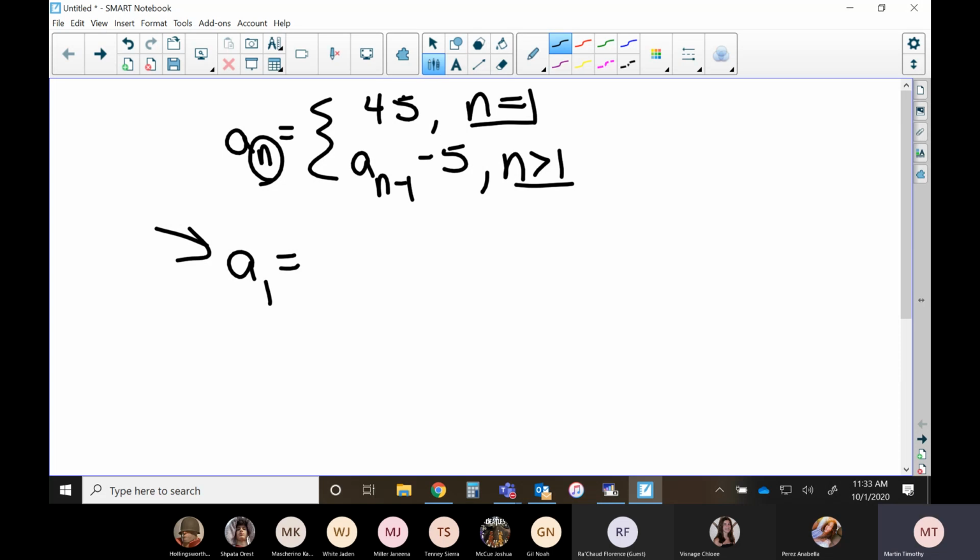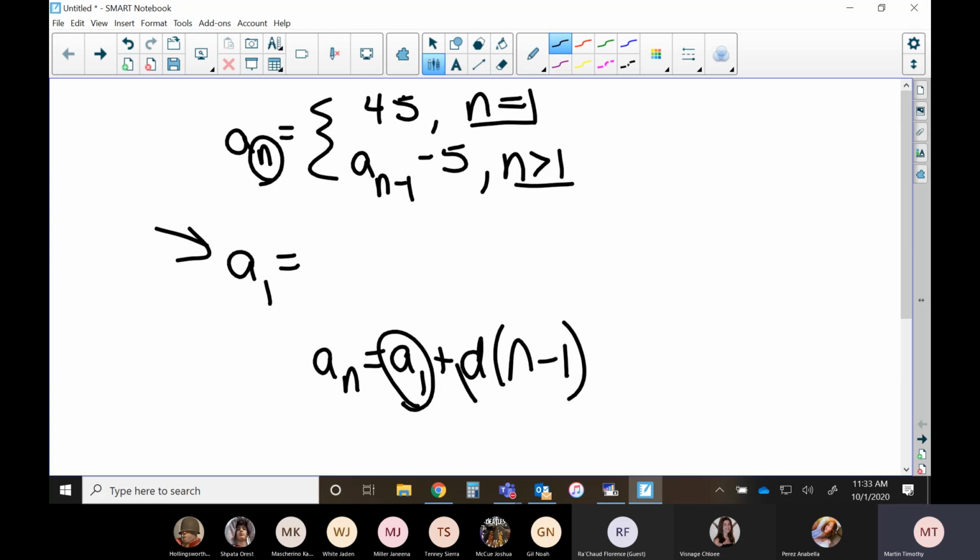That's the first term. Why do I need that? Because when I need the explicit, my explicit formula says A1 plus the common difference times n minus 1. If someone ever asks me for the explicit definition, I need A1 and I need the common difference. So it's really important to know 45 is my A1. Do you follow what I'm talking about?